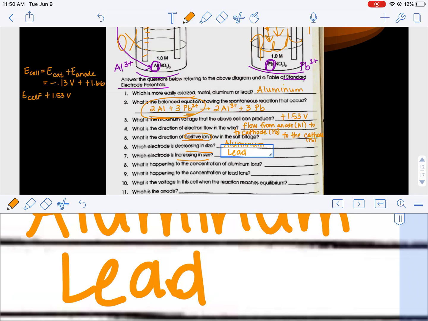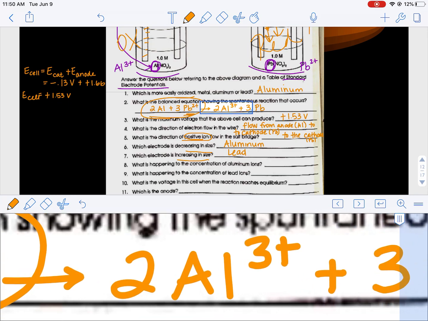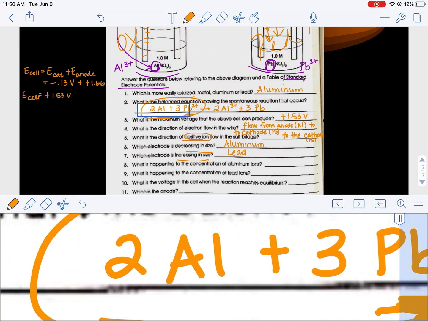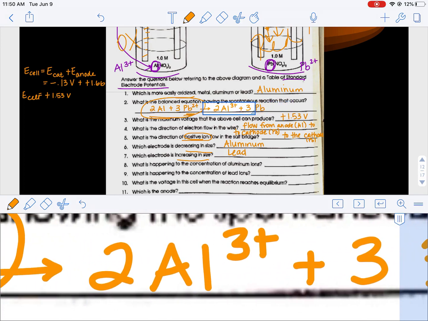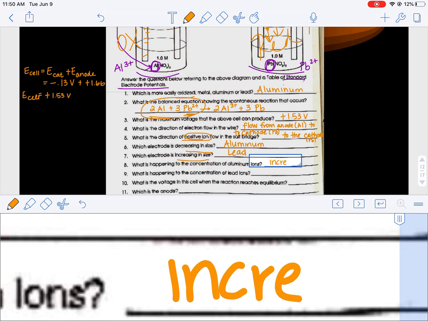What is happening in number 8 to the concentration of the aluminum ions? Well, let's look at them. Again, you don't have to look at the cells if you don't want to. Just look at the chemical reaction. What's happening to the amount of the aluminum ions? Well, here they are. The aluminum ions are on the product side. So what must be happening to their concentration? It must be going up. They're being produced.